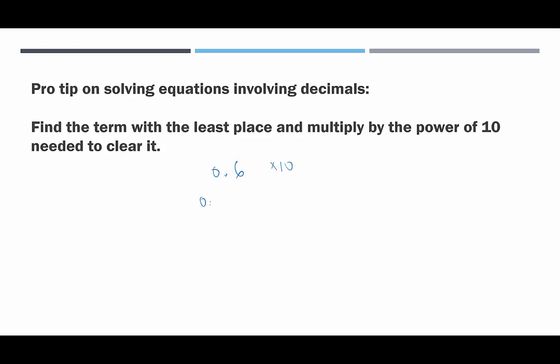If something has two places behind the decimal point, that's the hundredths place, and you would need to multiply by 100. If you have three places behind the decimal point, that's the thousandths place, you would want to multiply each term by 1,000. So you find the one that has the least place, because if you don't pick the least place, then something's still going to have a decimal.